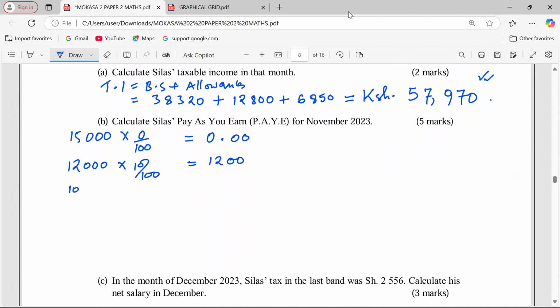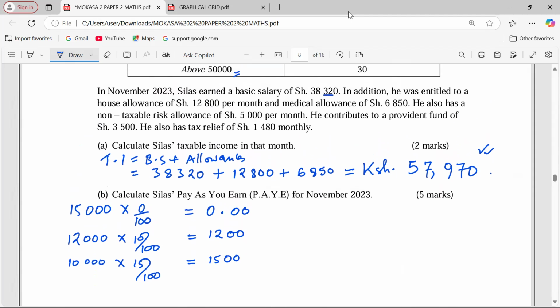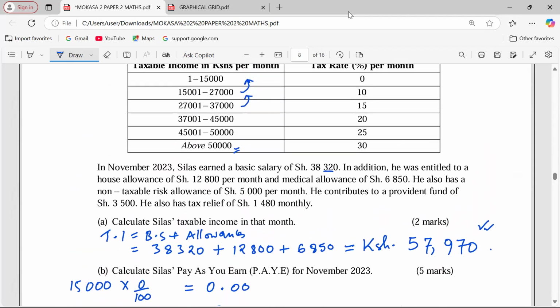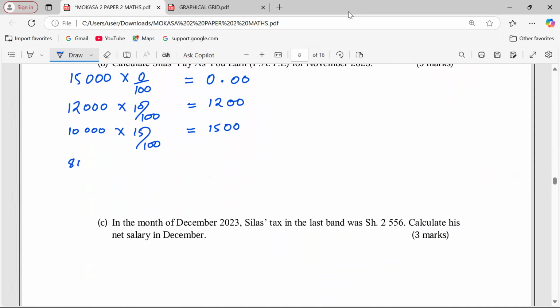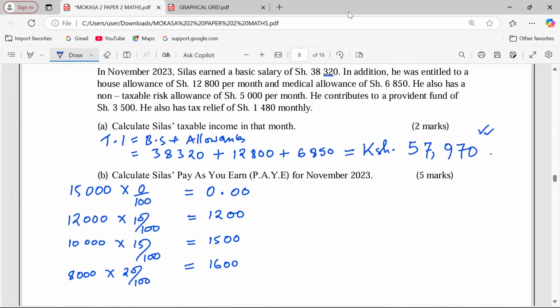So 10,000 at the rate of 15%. This will be 1,500 Kenya shillings. Then in the next, it will be 45,000 minus 37,000. This gives us 8,000 at the rate of 20%. So 8,000 at the rate of 20% shall be 1,600.